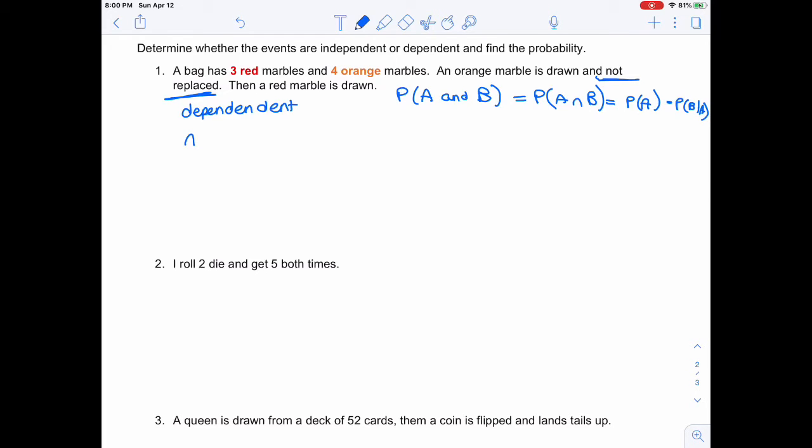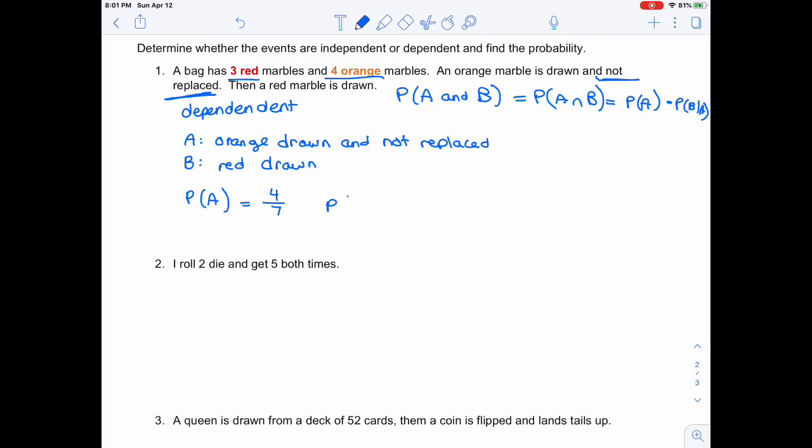So I like to actually label what each event is. I'm going to say A is my first event. So that was getting an orange. So orange drawn and not replaced. And then for my B, that was when a red was drawn. All right, so our probability of A, picking an orange. Notice how we had 3 red, 4 orange, so altogether we had 7 total. So picking an orange, I had a 4 out of 7 shot.